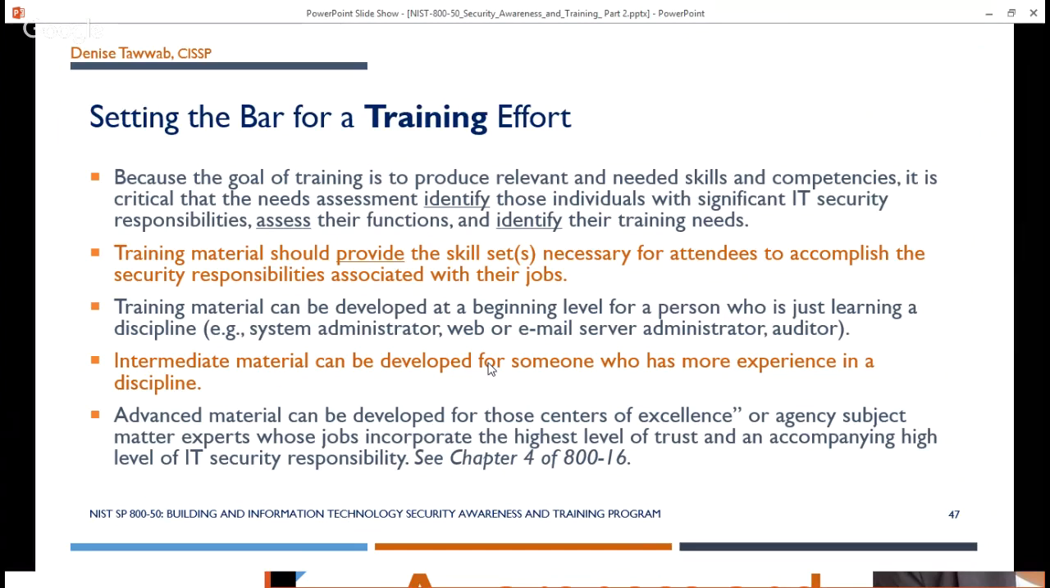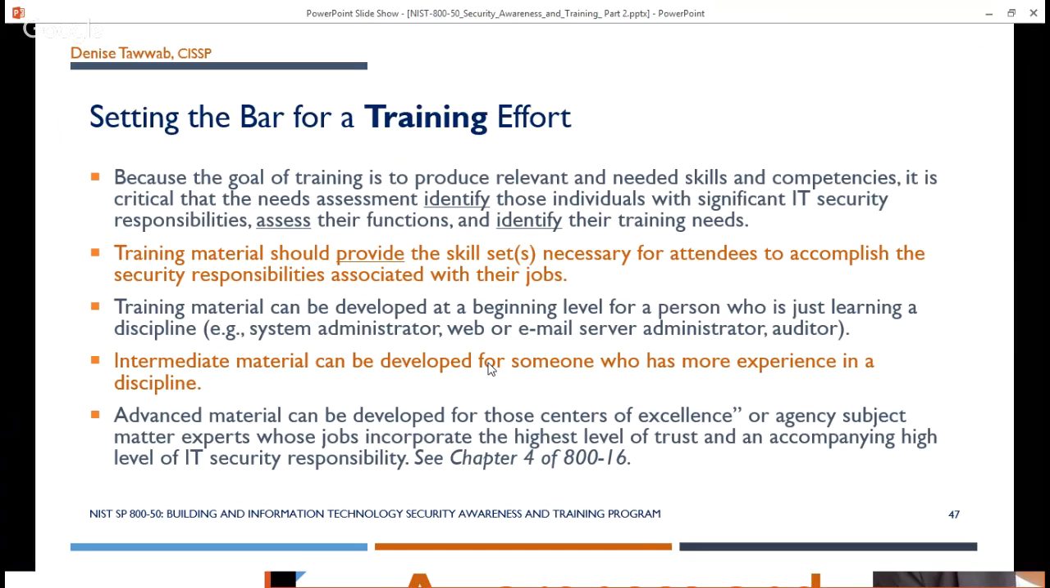pause for a minute. Because the goal of training is to produce relevant and needed skills and competencies, it's critical that the needs assessment identify individuals with significant IT security responsibilities, assess their functions, and identify their training needs. The training material should provide the skill sets needed for the attendees to accomplish the security responsibilities that are part of their job. Training material can be developed at a beginning level for a person who's just learning a discipline.